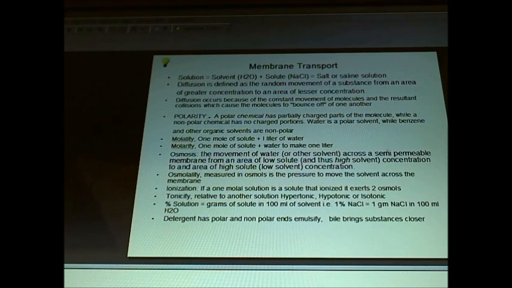Solution. A solution equals a solvent, which is the fluid portion, plus a solute. In your example up there, it shows sodium chloride, which is a salt or saline solution.